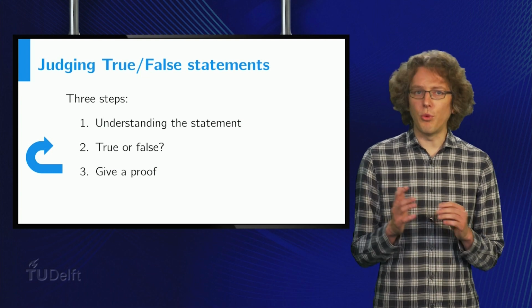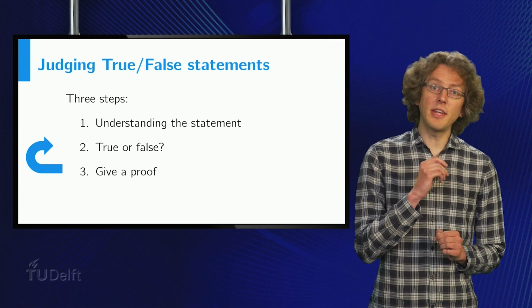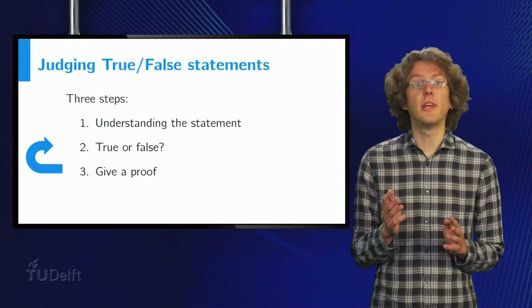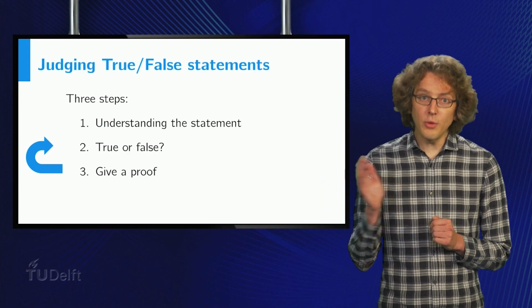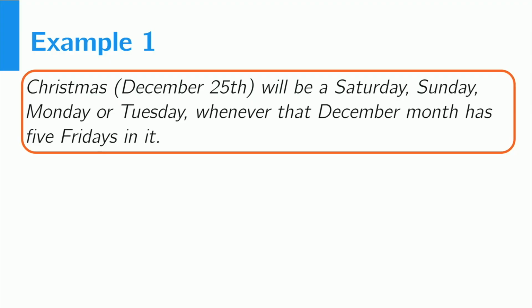Let's get started with a real-life example. After that, we will take a look at a statement in linear algebra. Consider the following statement. Christmas, December 25th, will be a Saturday, Sunday, Monday or Tuesday, whenever the December month has 5 Fridays in it. This statement can be written in the form if A, then B.